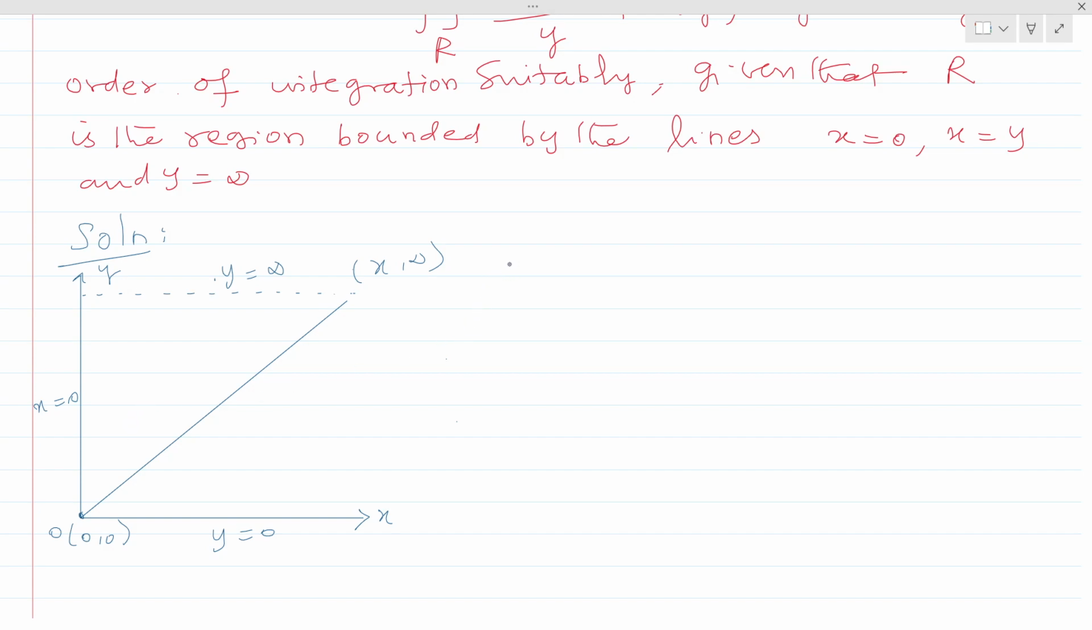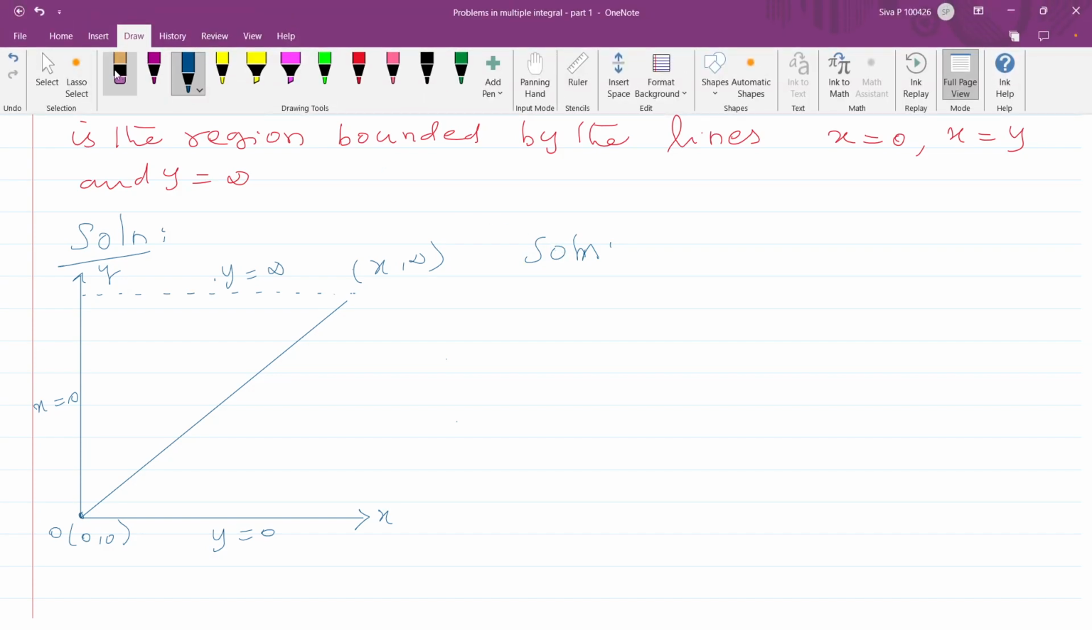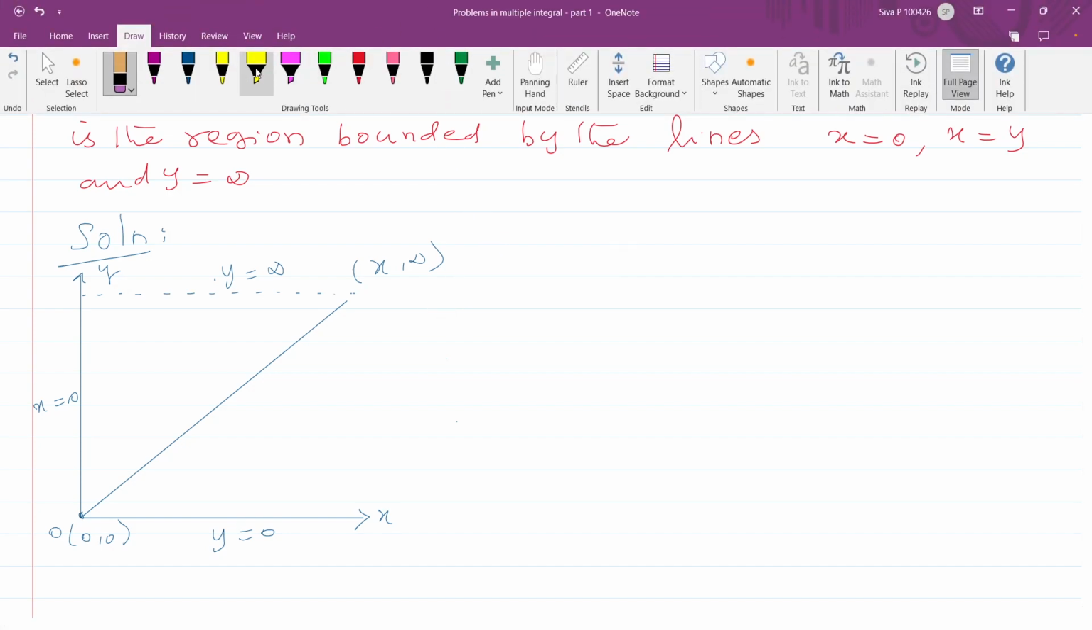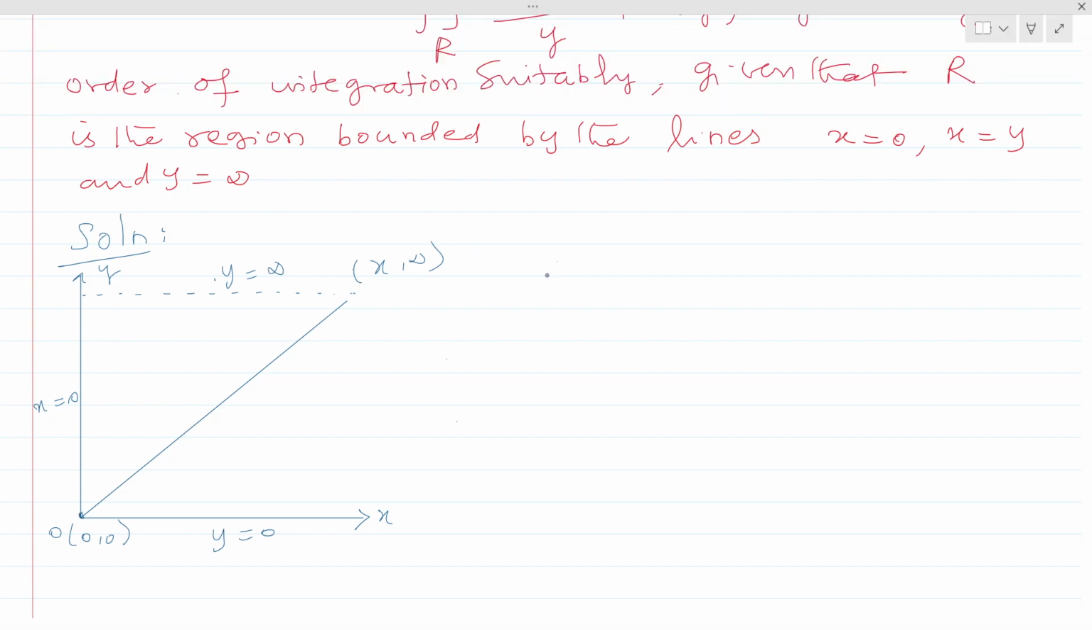How can we choose the suitable order of the integration? Because in the problem also they have not mentioned any order of the integration. They are just giving the region. From the region we can choose the order of integration. So how can we choose that?